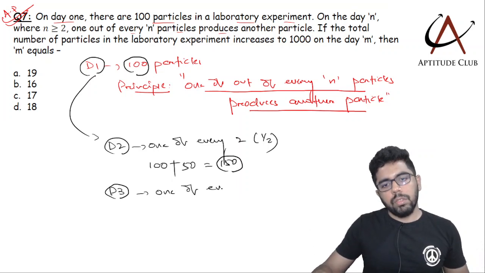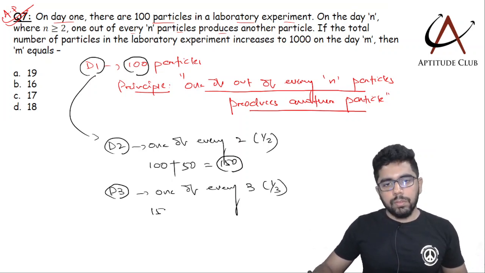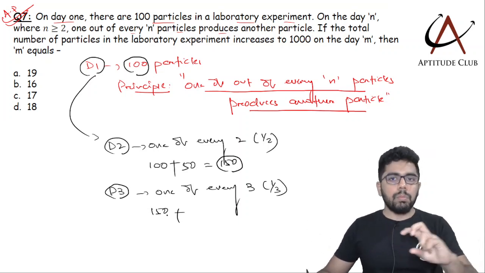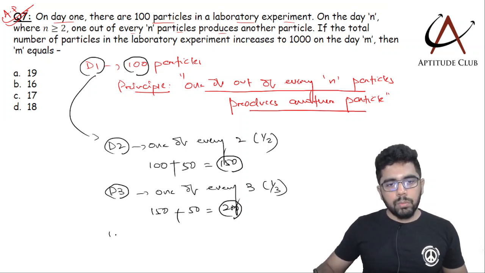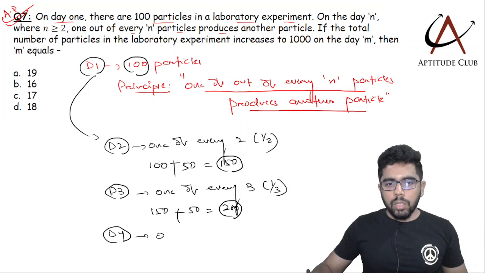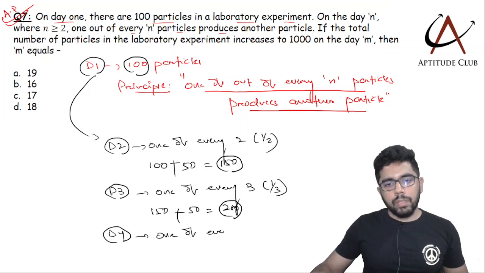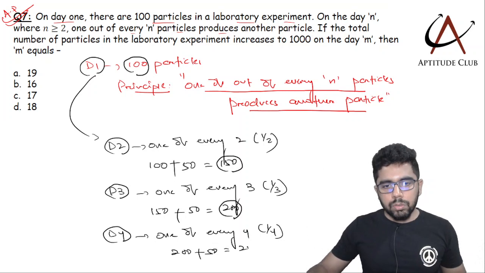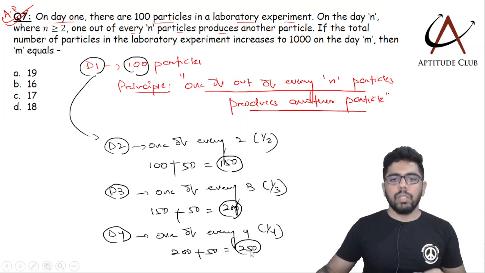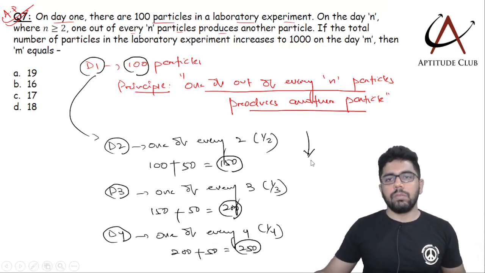Now if I come to day 3, 1 of every 3, so it is 1/3. So you have 150 particles. So 1/3 of them will produce another particle. So 50 of them will produce another 50 particles. So it becomes 200. If you come to day 4, it is 1 of every 4. So 1 by 4. So I had 200 particles, and 1/4 of them, 50 of them will produce again 50 particles. So it becomes 250. So this is my clear pattern that I got here.